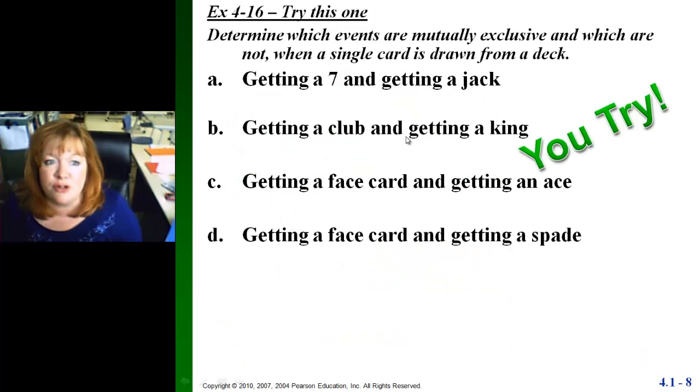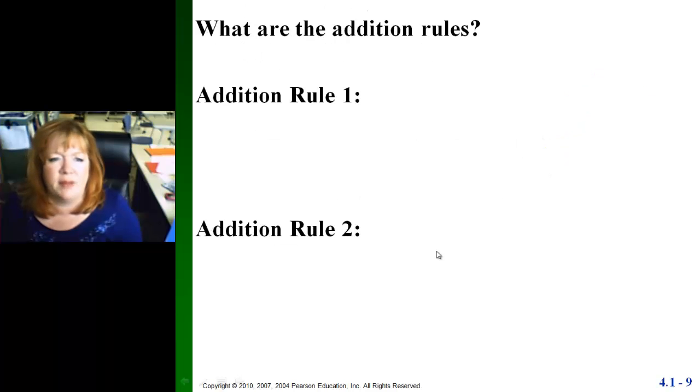Okay, I want you to try this example in your notes. Try this one on your own and I will check it and see if you understand it. Remember, there's 52 cards in a deck and you have the whole deck laid out in your book on page 179. Addition rules. So this is when you add probabilities together.